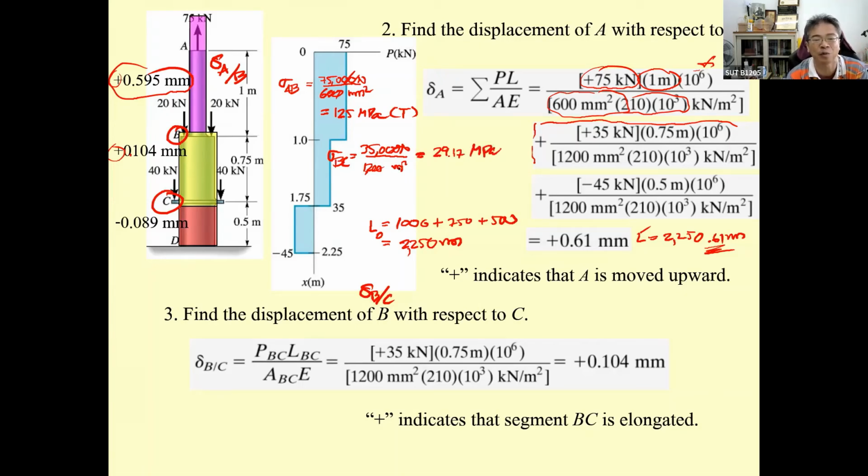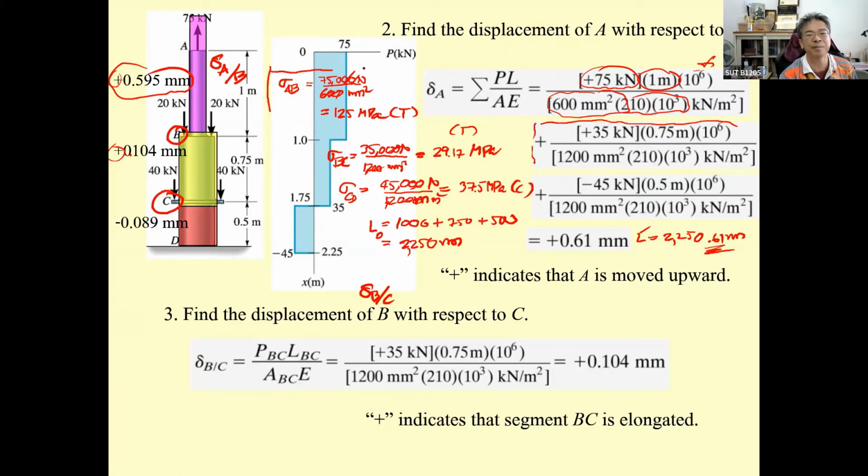Megapascal, because Newton per square millimeter is going to be this. And then this one also in tension. The last one, stress in the member CD, is going to be 45,000 Newton divided by 1200 millimeter squared. So 450 divided by 12, that is going to be 37.5 megapascal. This one is in compression.